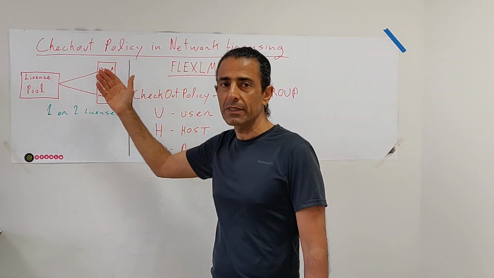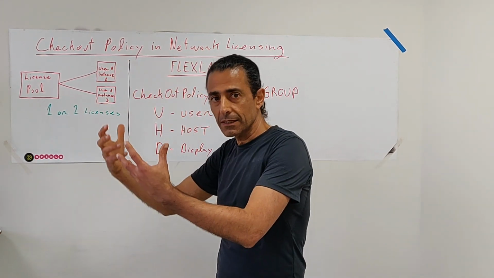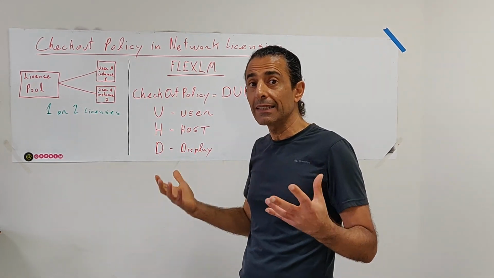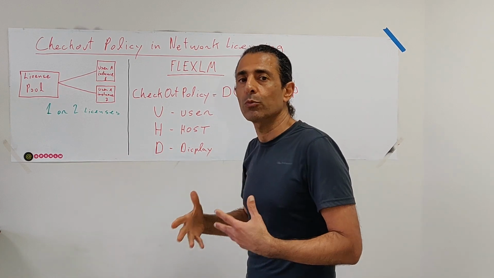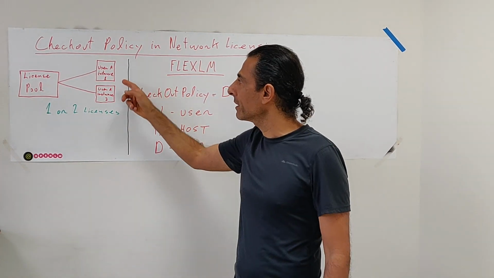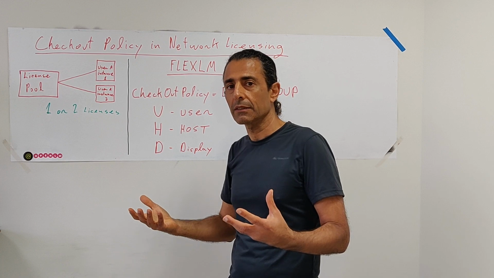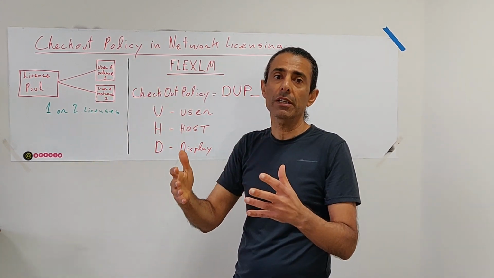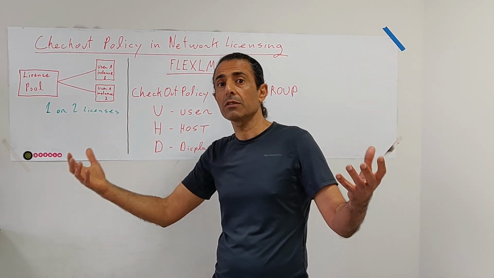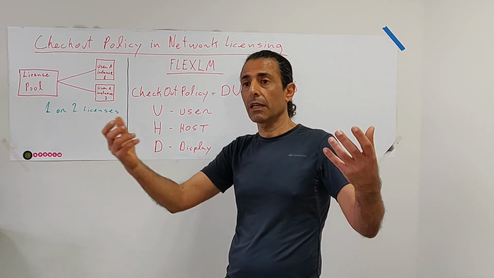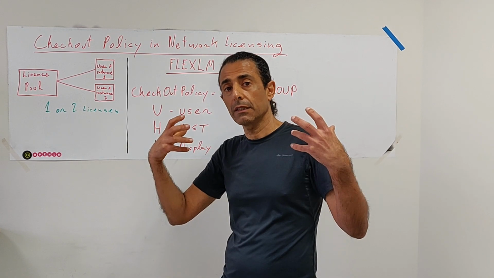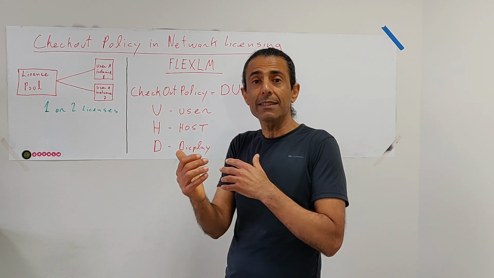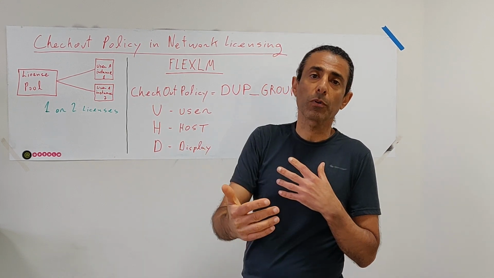When a user starts the software and pulls the license from the license pool, when it's a single instance, that's easy. But what's happening when a user is starting two instances of the software? For example, two instances on the same machine or two different machines on the network, and they are both pulling the license and they're both the same user. For these cases, we need a checkout policy.